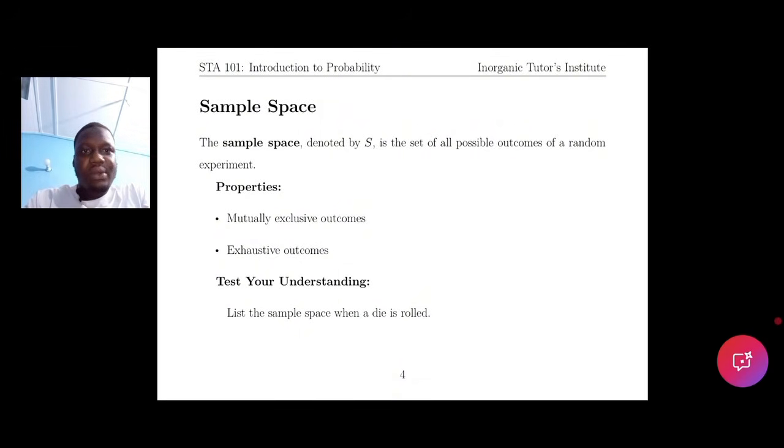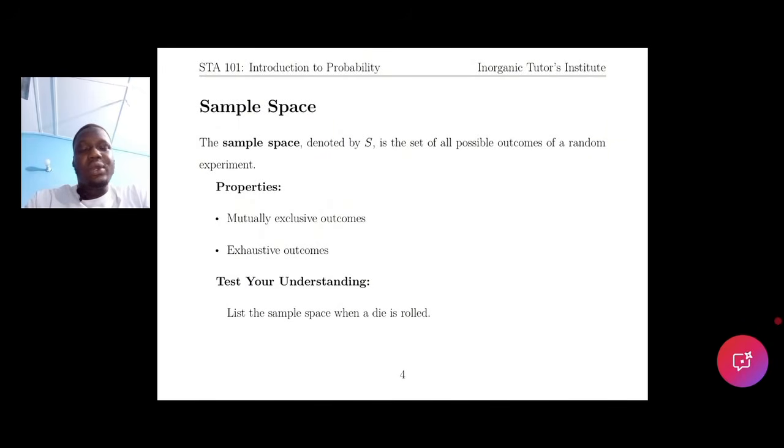Why? Because they are not possible outcomes of rolling a die. So we have these two important properties that we have to take note of. First, we have mutually exclusive outcomes. Mutually exclusive is a very important term in statistics, or precisely probability. When we say two outcomes are mutually exclusive, it means that the two outcomes under consideration cannot happen at the same time.